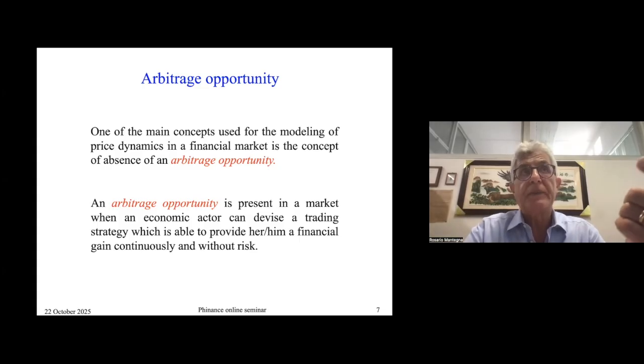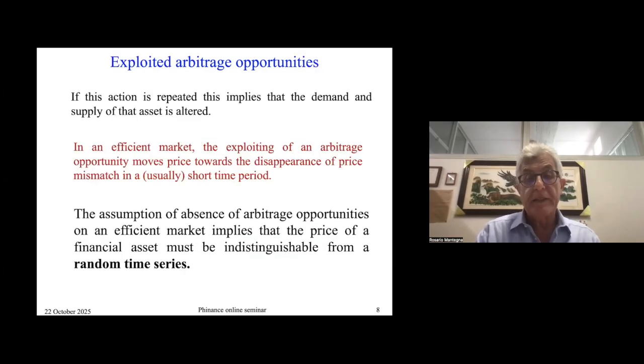But then why, if you can imagine that you have arbitrage opportunities, is the system working altogether under the price discovery aspect? It is working because, if you think a little about arbitrage opportunities in an efficient setting, when you perform an arbitrage repeatedly, this implies that demand and supply of the asset are altered. And this means that you act in the direction of moving the price towards the disappearance of the price mismatch. And this is something that you see in competitive markets.